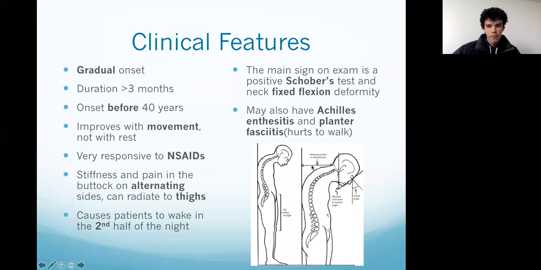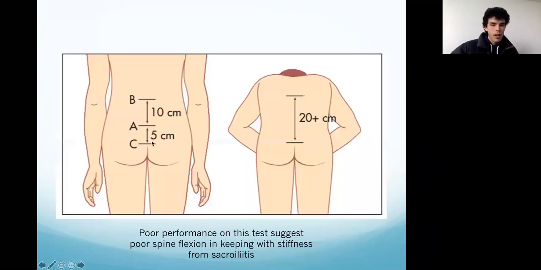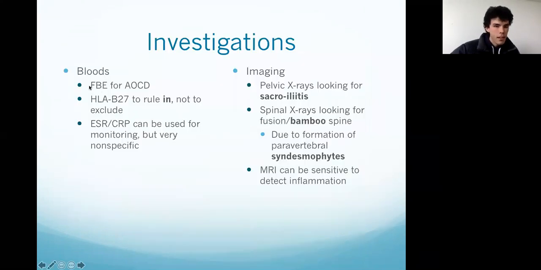We've already mentioned these two, and fixed flexion deformity is basically, as you can see, that head is stuck flexed. So the distance between their occiput, which is the back of their head, and the wall is quite extended compared to if you went and stood with your back against the wall. So here's Schober's test. A is at the level of the dimples, 5 centimeters down, 10 centimeters up, and you're looking for it to lengthen by at least 5. If they can't do it, then we're thinking something like sacroiliitis or ankylosing spondylitis. Yeah, so bloods: FBC, HLA-B27, sorry, that should be the other way around, to exclude, not to prove it.